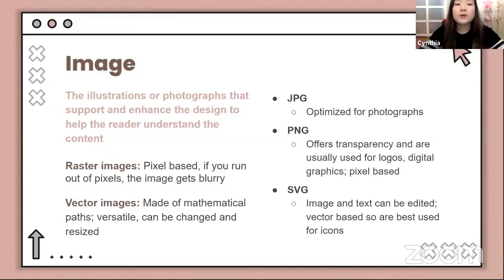When we're talking about JPEGs, they are optimized for photographs and they're great for print. So if you need to print a poster, for example, you would use JPEGs. PNGs offer transparency and are usually used for logos and digital graphics, so you would see them mostly used for screens. And with SVGs, the images and text can be edited. Because it's vector-based, you can change the color and the sizing however you want, and it would not affect the quality of the image. So they're great for icons.